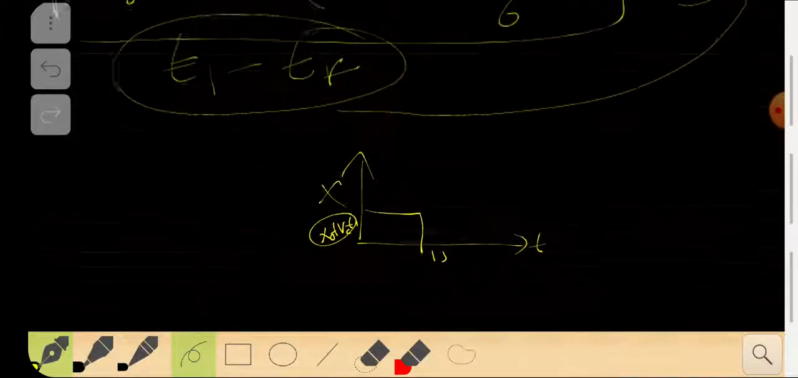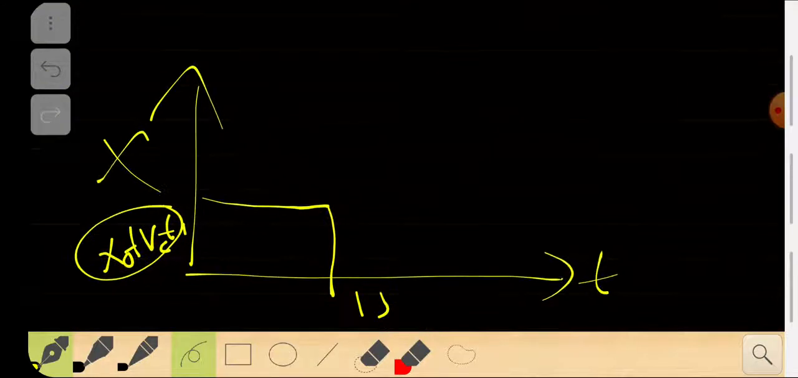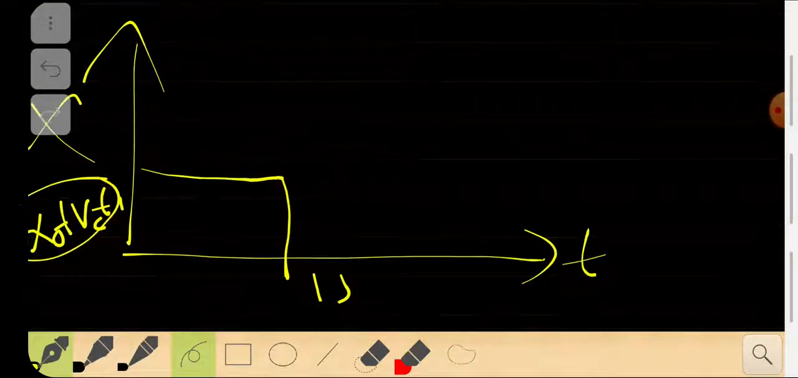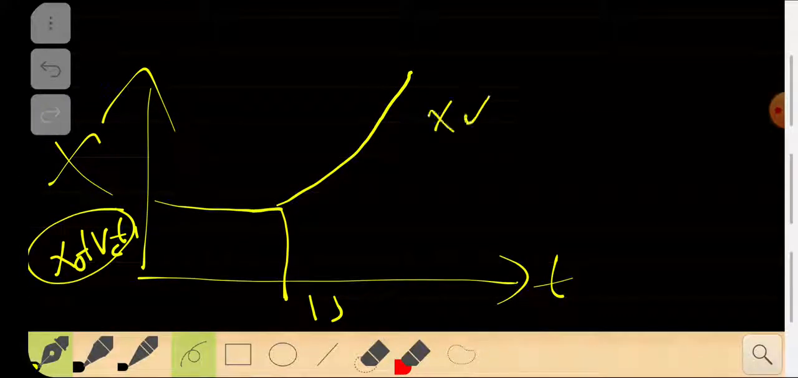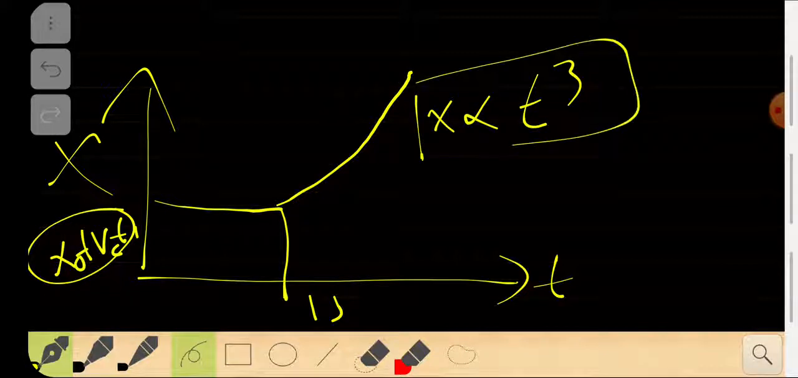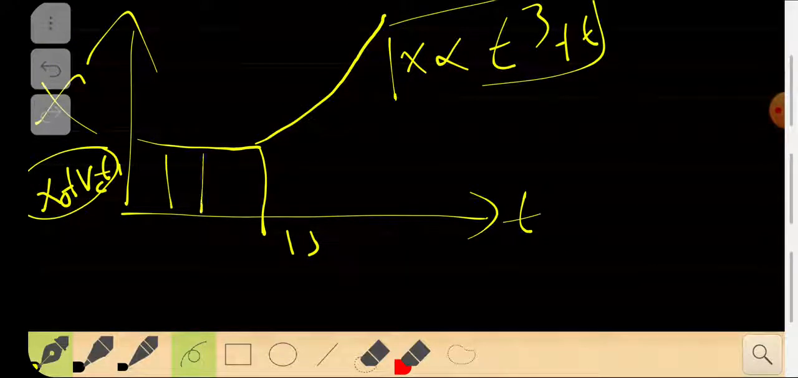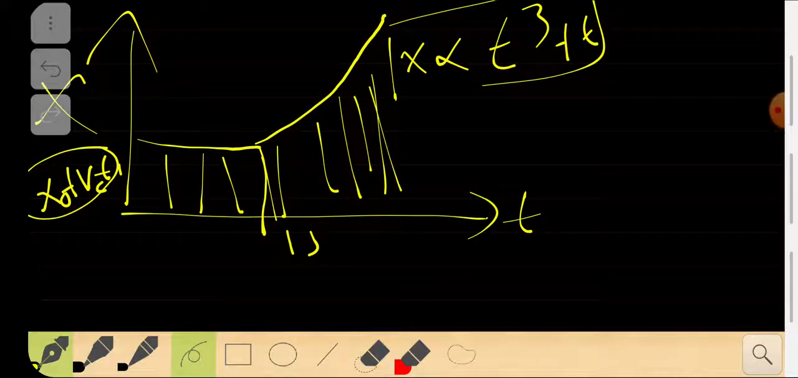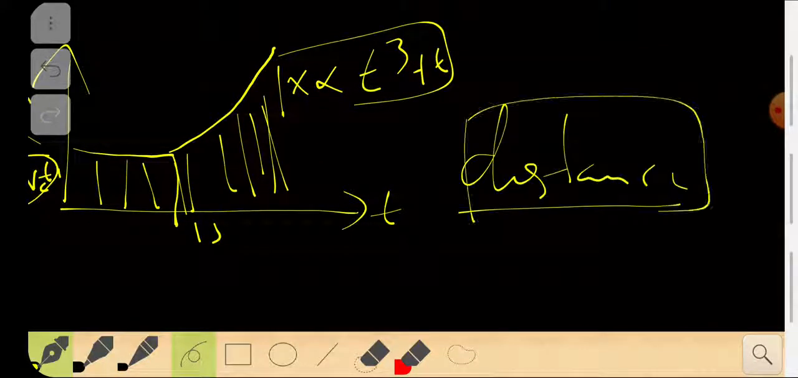So this will be x0 plus vc t1, the constant for the first second. And after that the power is raised to the power of 3, some value times the power of 3. So it will be a combined effort of something where x is proportional to t cube, right. Plus there is a t as well, plus some constant times t. So that's how the graph is going to behave. And the area under this total curve will be the distance traveled by the car.